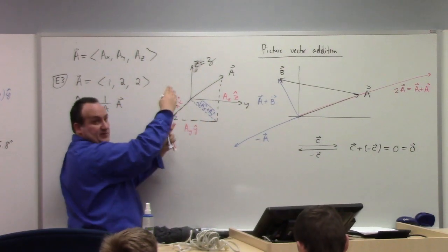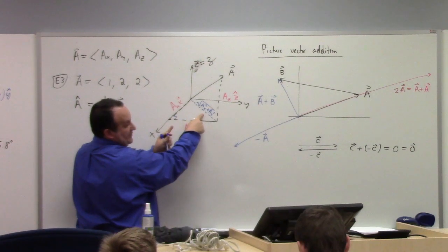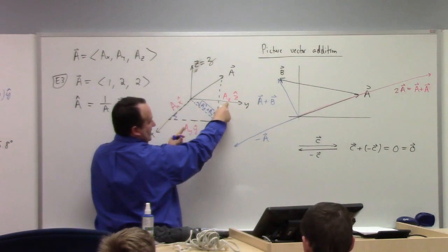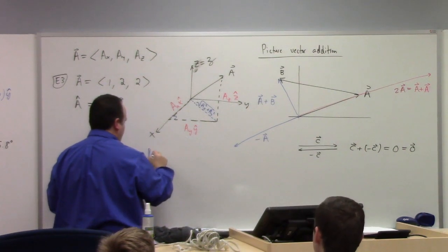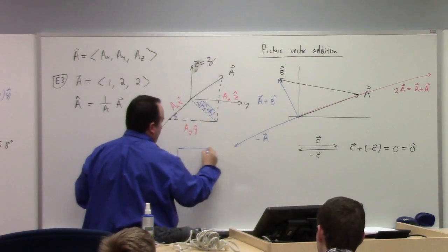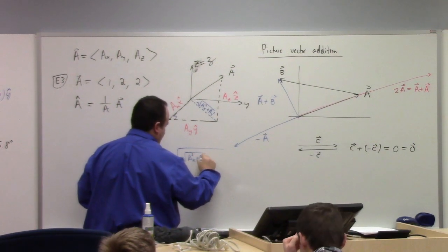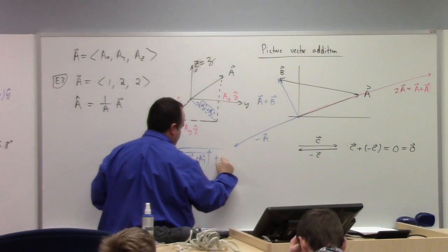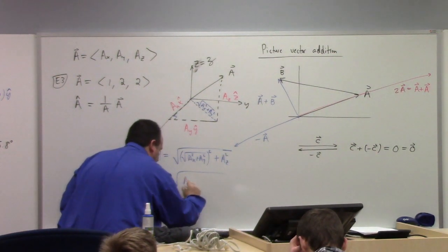And then if you look at the vertical triangle, one of its sides is square root of ax squared plus ay squared. The other side has length az. So what's the length of a? It's the square root of ax squared plus ay squared, all squared, plus az squared, which is, of course, this formula.